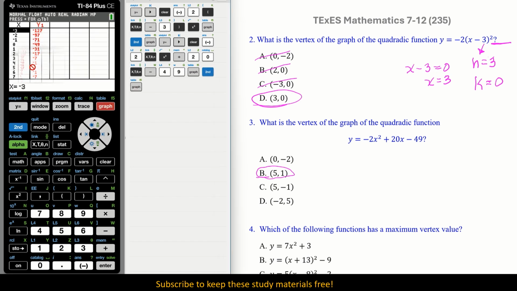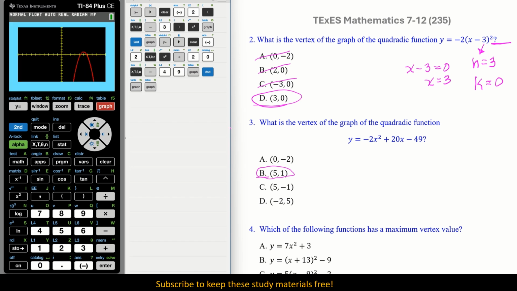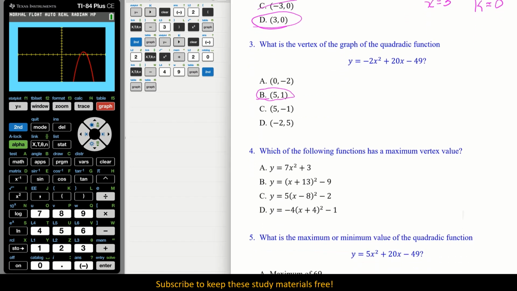Okay, could be B, but don't believe it until you go to your table. Well, here's 5, and there's 1 with 5. And as you can see, from the 1, if you go up or down, they're decreasing. So that has to be our maximum vertex. And by the way, because -2 opens down, we will have a maximum, and that will be a maximum value of y equals 1. Just to reiterate that. However, we verified B is the option, so we can move on.